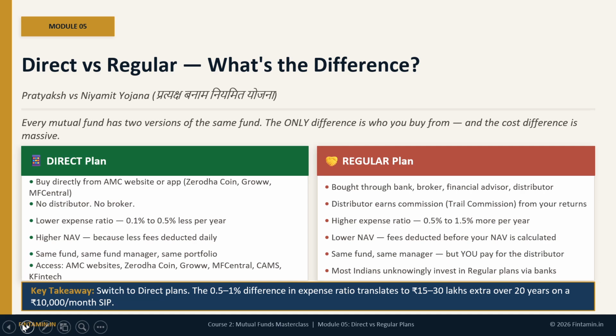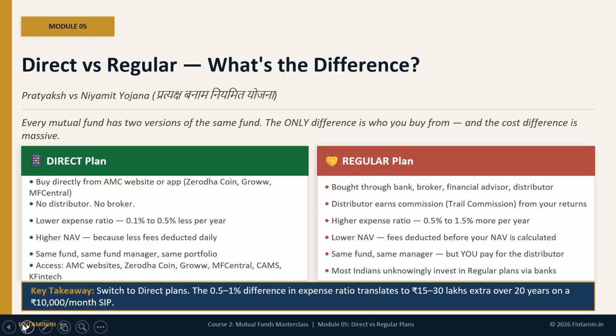Every single mutual fund in India has two versions, a direct plan and a regular plan. The underlying portfolio is identical. The fund manager is the same. The stocks held are the same. The only difference is who you buy it from and the cost.